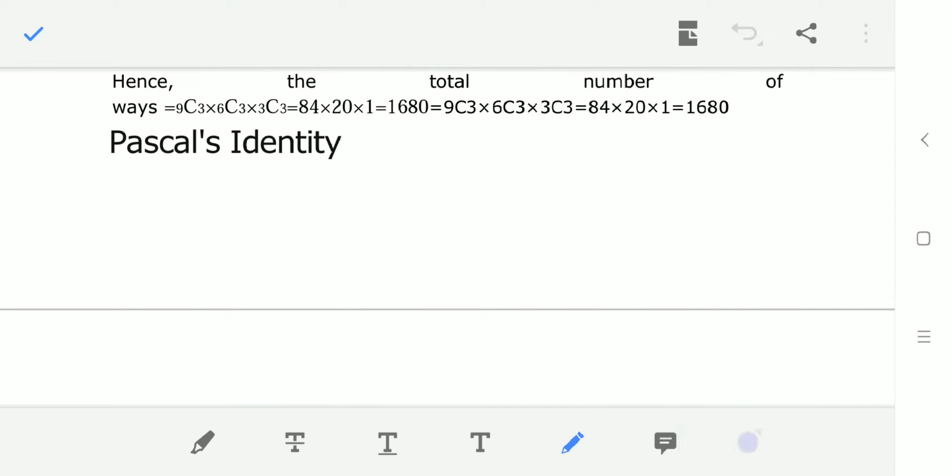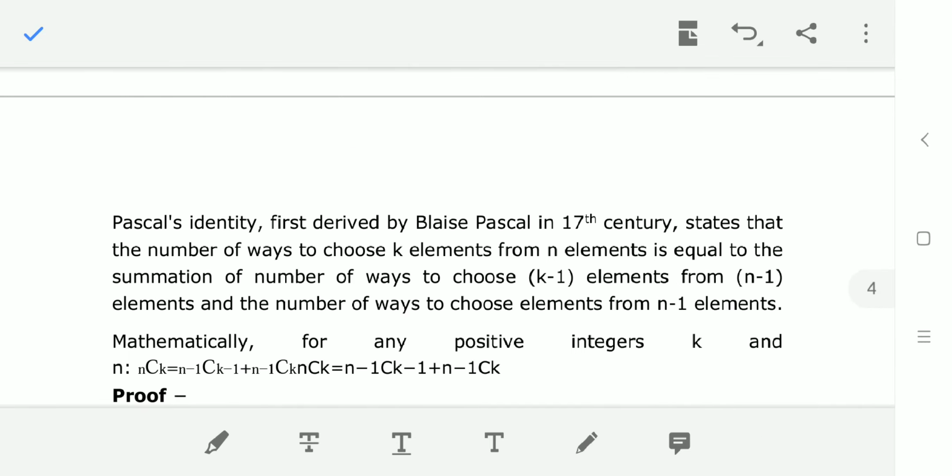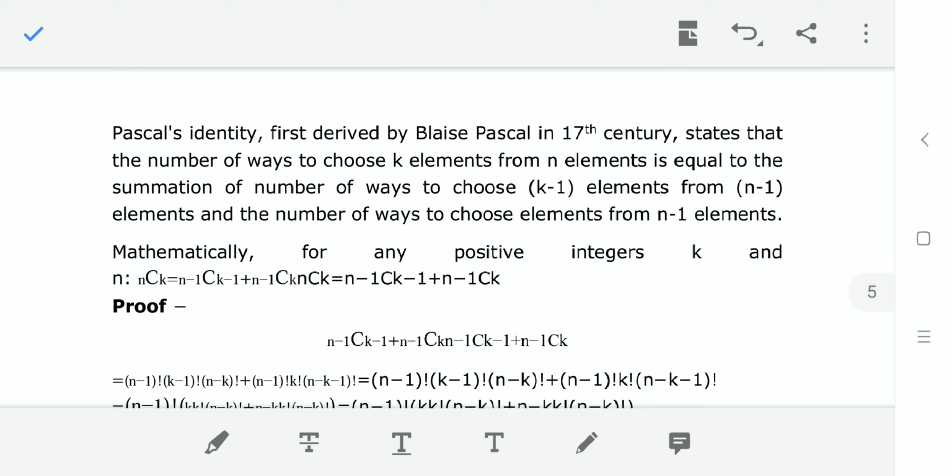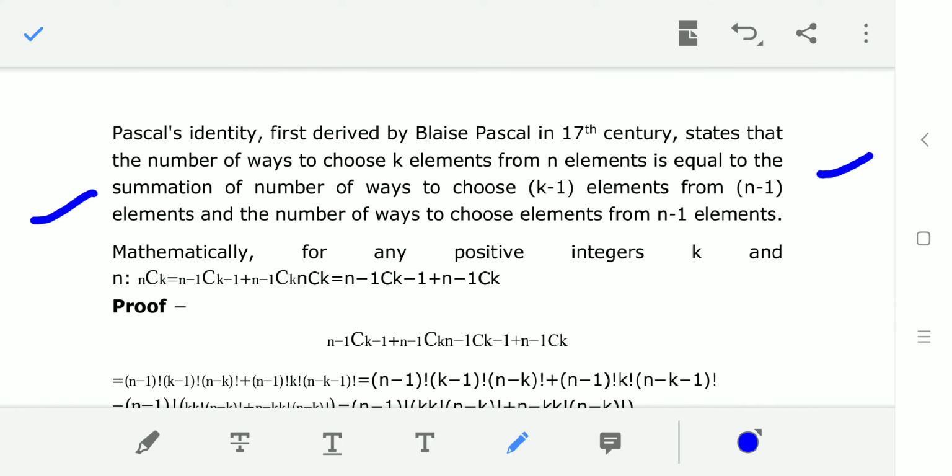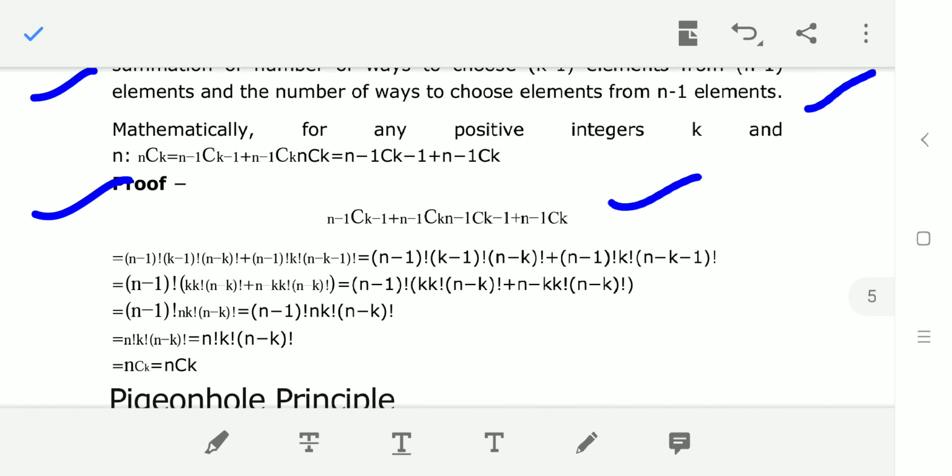Next is Pascal's identity. Pascal's identity, first derived by Blaise Pascal in the 17th century, states that the number of ways to choose k elements from n elements is equal to the summation of the number of ways to choose k minus 1 elements from n minus 1 elements, and the number of ways to choose k elements from n minus 1 elements. The proof is, this is the way, see here.